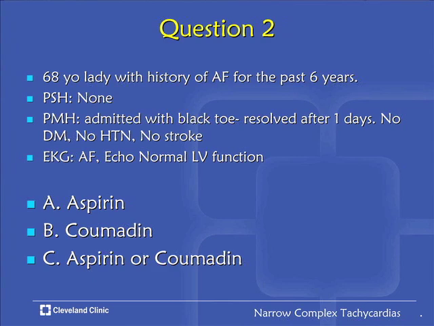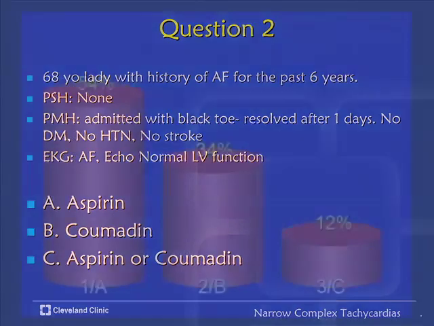A 68-year-old lady with history of atrial fibrillation for the past 6 years, negative past medical history, admitted with a black toe that resolved after a day or two. No diabetes mellitus, hypertension, or stroke, EKG atrial fibrillation, normal left ventricular function on echocardiogram. Are you going to give aspirin, Coumadin, or aspirin or Coumadin? Again, let's apply the CHADS2 score. Oh, no.